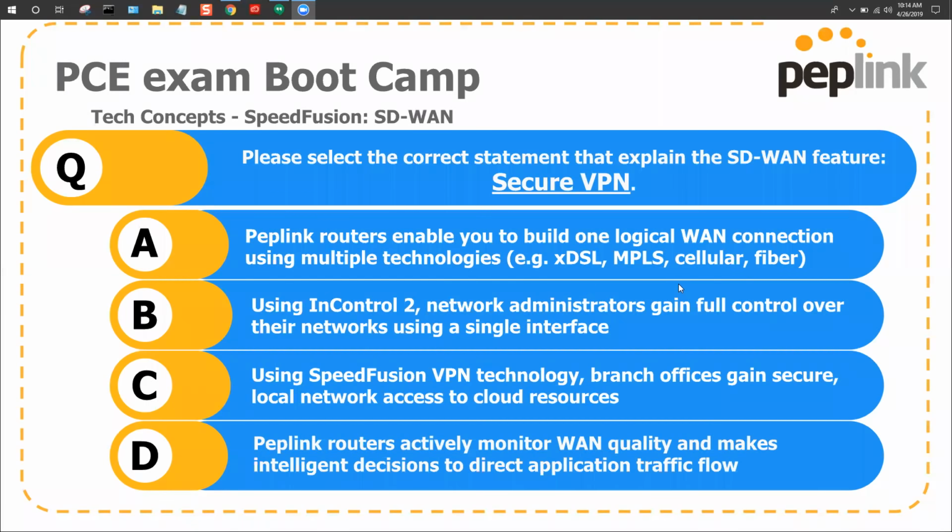So let's go into some of the questions from the PCE based on SD-WAN. With our first question here, please select the correct statement that explains the SD-WAN feature secure VPN. A: Peplink routers enable you to build one logical WAN using multiple tech. B: Using IC2, network admins gain full control over their networks using a single interface. C: Using SpeedFusion VPN technology, branch offices gain secure local network access to cloud resources. D: Peplink routers actively monitor WAN quality and make intelligent decisions to direct the application flow. I'll give you a couple of moments here to throw your answers into the chat.